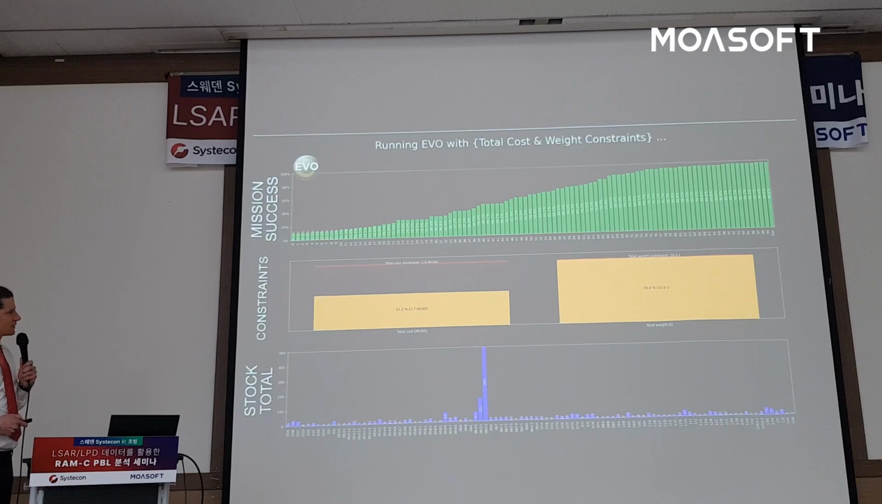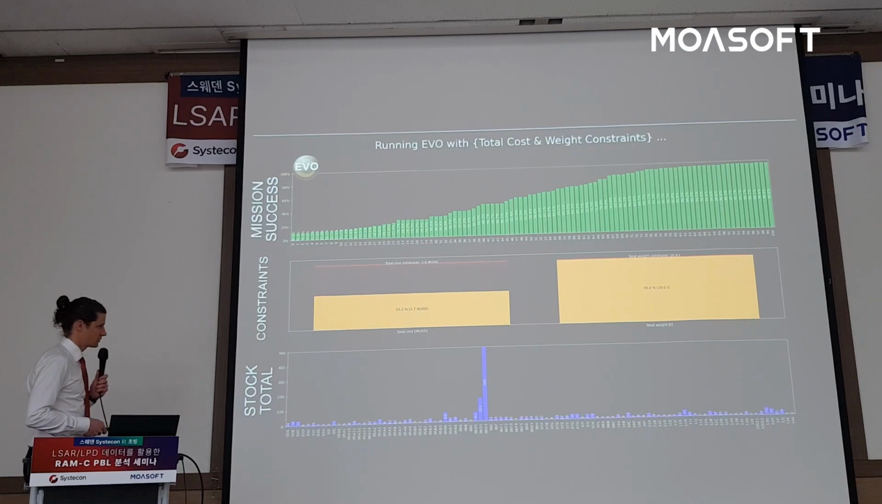And this is kind of interesting because what you see here is that it was obvious that it is the weight that is the limitation, not the cost. We could have bought more in terms of cost, but not in terms of weight. And that's a good conclusion.